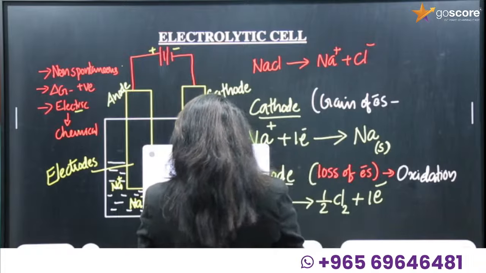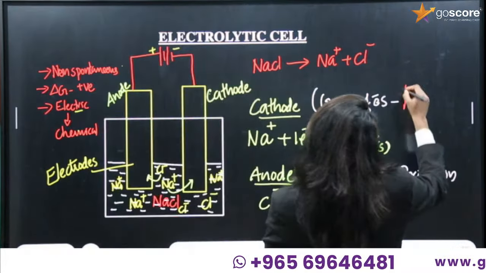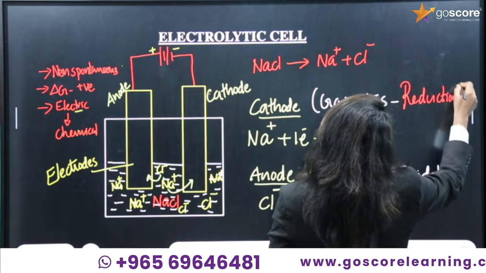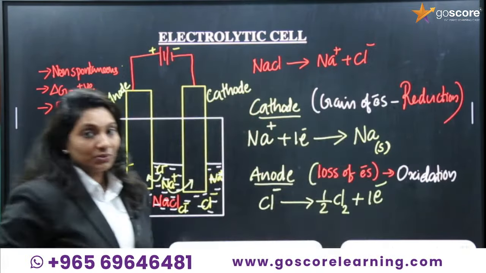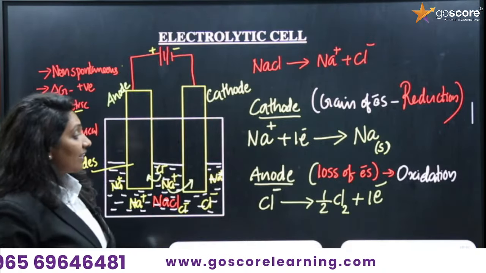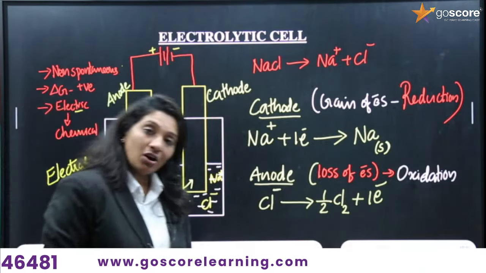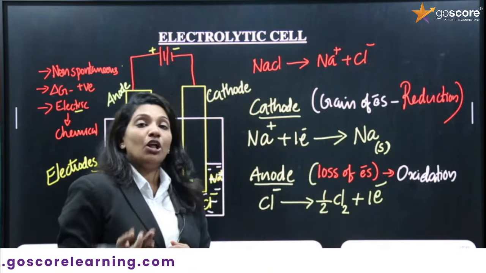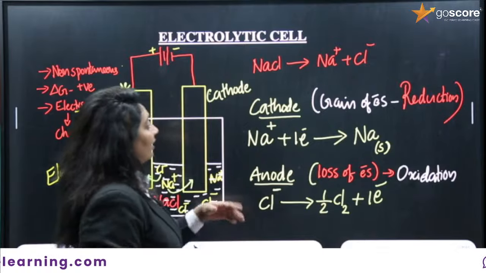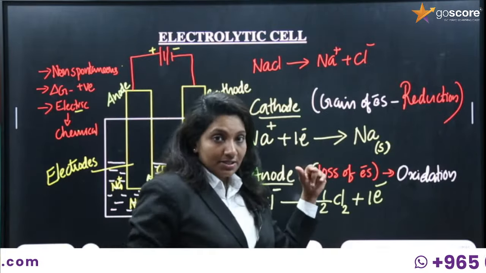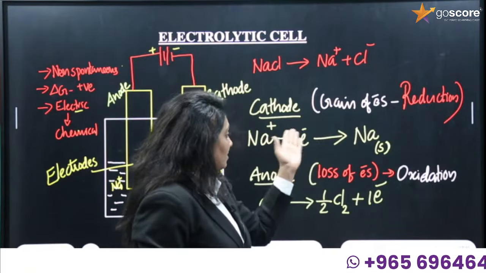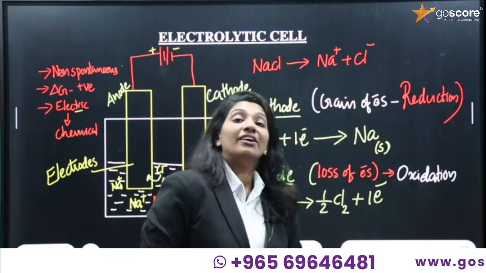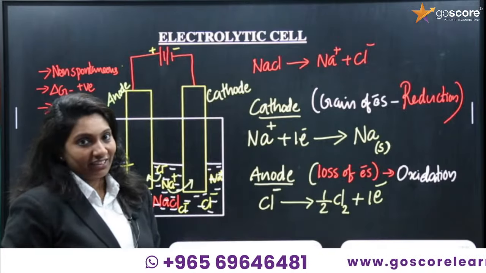So there the gain of electron occurs. That means at the cathode, reduction occurs, right? This is a very important point: at the anode, an oxidation reaction always occurs, and oxidation means there is a loss of electrons, right? And at the cathode there will be gaining or accepting of electrons, and Na+ is accepting one electron and changes to sodium. So there is a reduction process occurring, right?